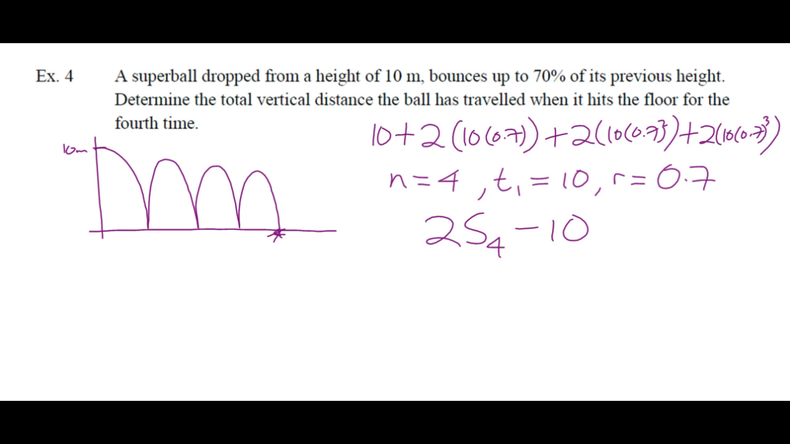Okay, first one, does that make sense? We're going to add up the series of 4 terms. So I've got 4 terms: 1, 2, 3, 4. How do I know there's 4? It hit the ground the first time, second time, third time, fourth time. So there's 4 of them. We want to double that because we've got the up and the down, but there was no up originally for the 10, so we subtract off the 10.